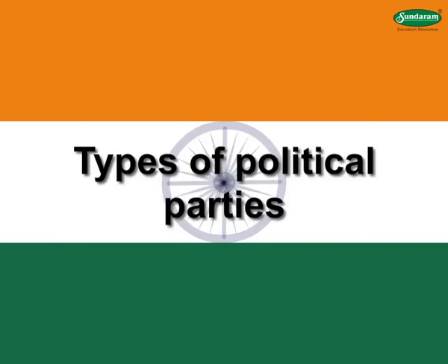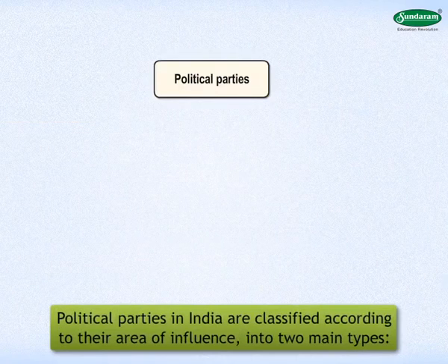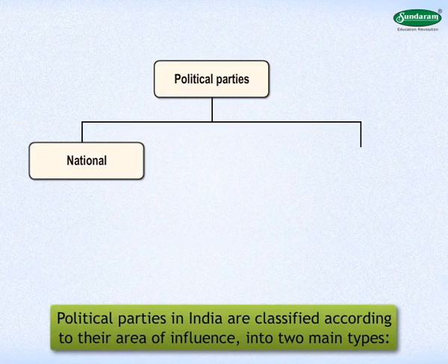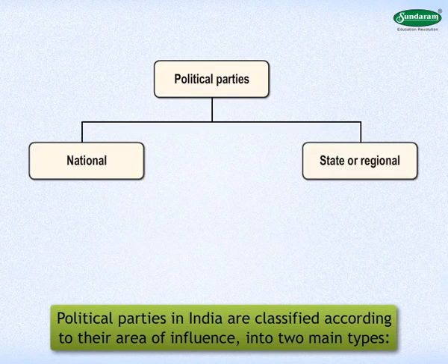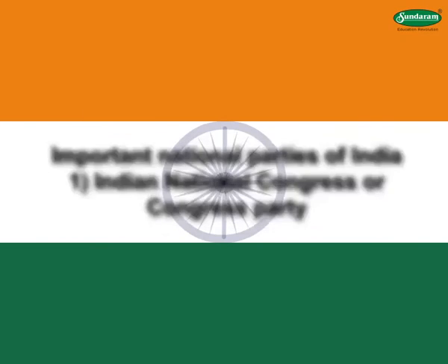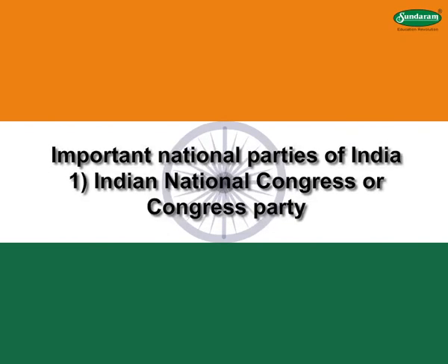Types of political parties. Political parties in India are classified according to their area of influence in two main types: national parties and state or regional parties. Both the groups include ruling and opposition parties. Let's learn about some important national parties of India.